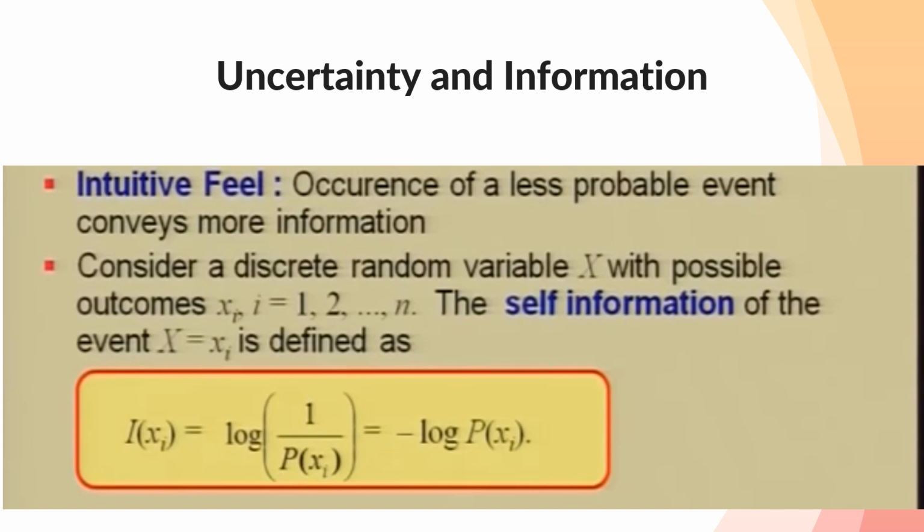So the relationship between uncertainty and information is nothing but that the occurrence of a less probable event conveys more information. If we consider a random variable X with possible outcomes xi, i is equal to 1 to n, then the self-information content of the event is defined as I of xi is equal to log of 1 by probability of xi, which is represented as minus log of p of xi. So information and probability are inversely proportional to each other.